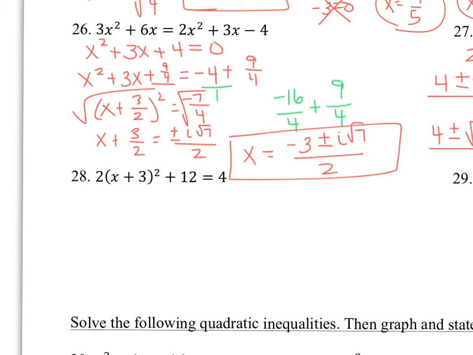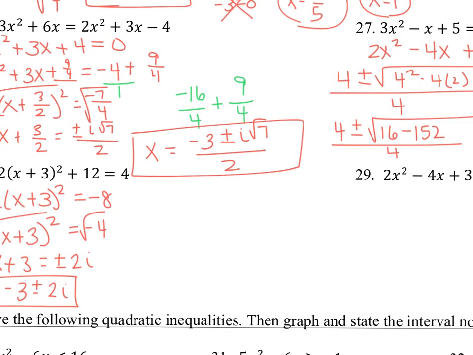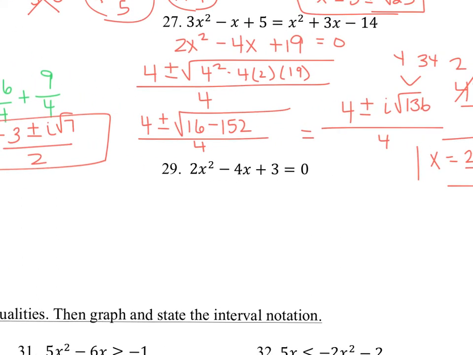All right, let's go ahead and do number 28. I'm going to subtract 12 and I'm going to get negative 8. I'm going to divide by 2 and get negative 4. I'm going to square root negative 4 and get x plus 3 equals plus or minus 2i. Then I'm going to subtract 3 on both sides, and I get x equals negative 3 plus or minus 2i. Now I'm going to do number 29.